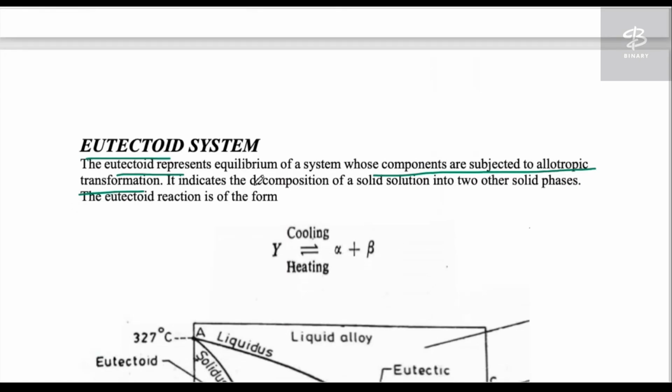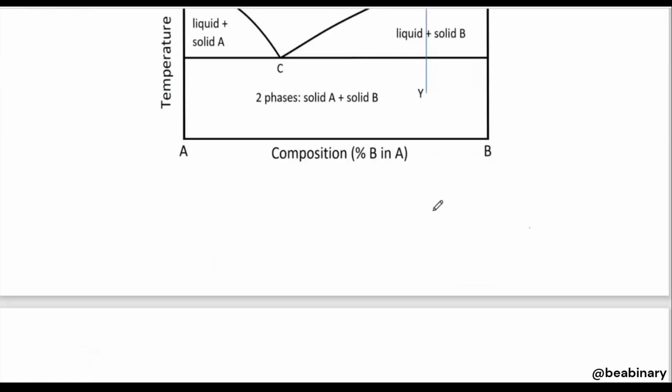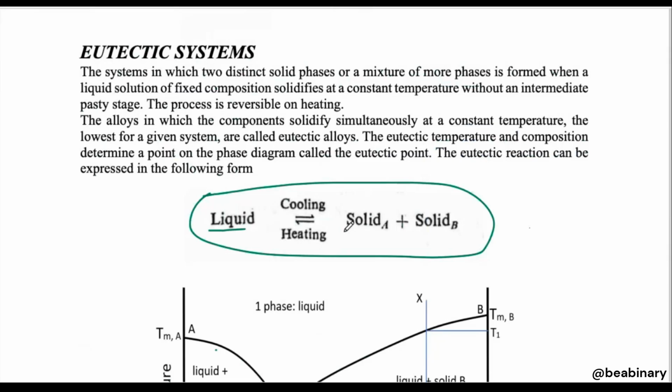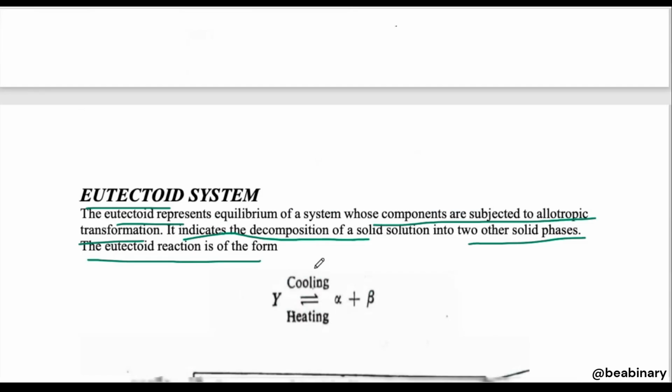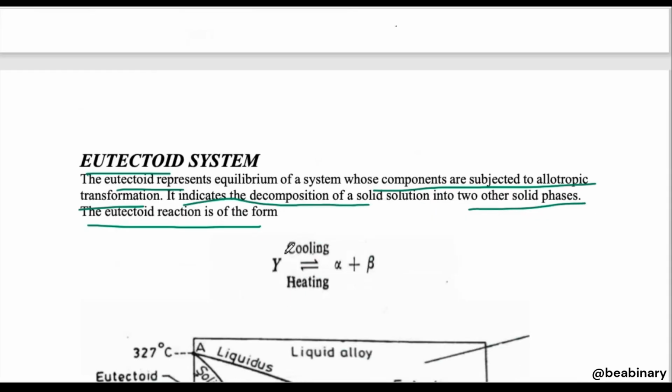It indicates the decomposition of the solid solution into two other solids. So what does the eutectoid reaction mean? In the eutectic system, you have a liquid that is converted into two kinds of solid. But here you have a solid, and after cooling you get two different kinds of solid. So one solid is being converted into two different solids. This is your eutectoid system, and the reverse is also possible.